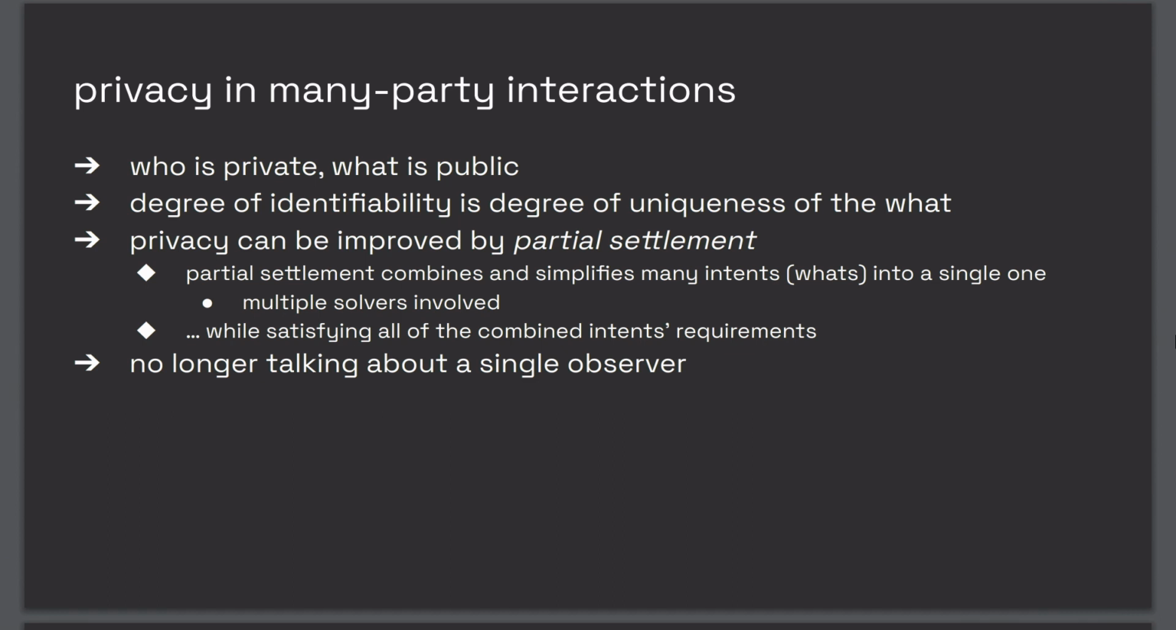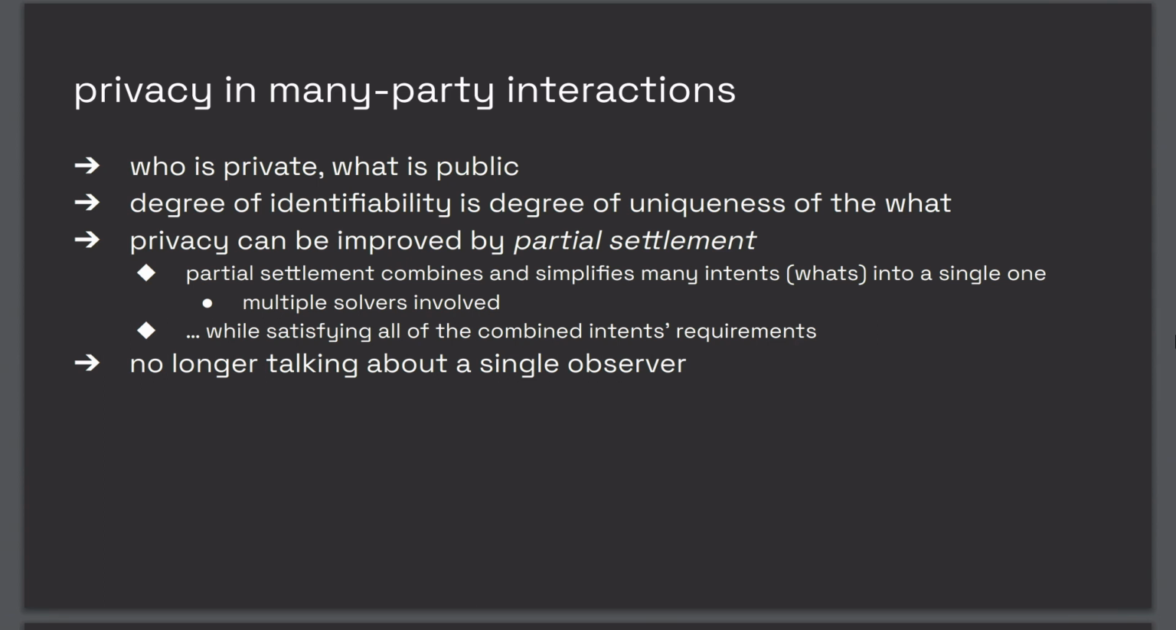But if I create an intent which is much more general, like I want to trade USD for euro or something, there are a lot of people doing that. So it doesn't say much about who I am. So if we want to improve the privacy here, we want to make the what less unique, right? Or we want to combine it with some other whats. And we can do this.